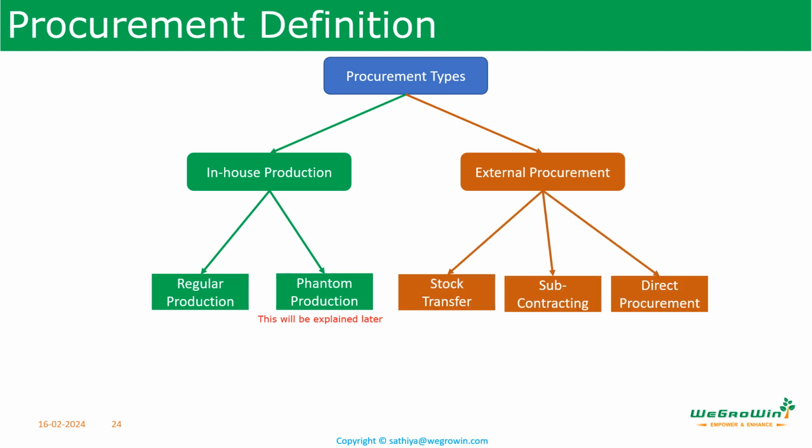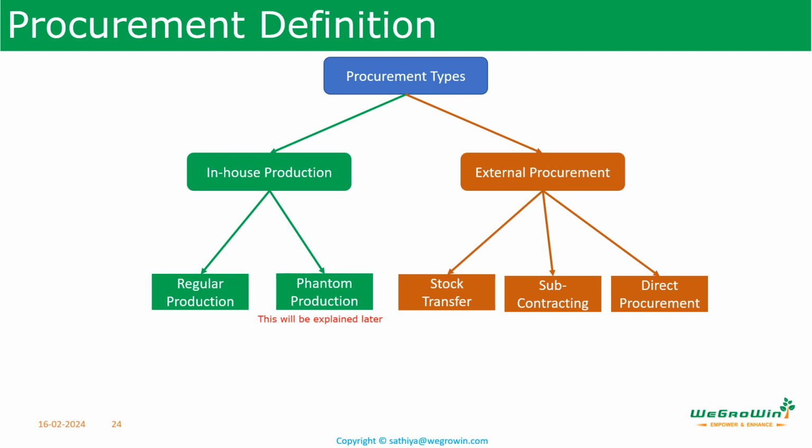Now, external procurement. It may be a stock transfer from another plant. For example, I am producing the input for the metal from another plant, so it has to come from there. That may be a stock transfer. Or I may be doing subcontracting with some suppliers, or I may be doing an outright purchase from the suppliers. So these are the different types of external procurement.